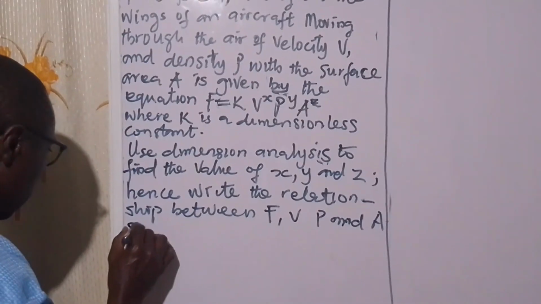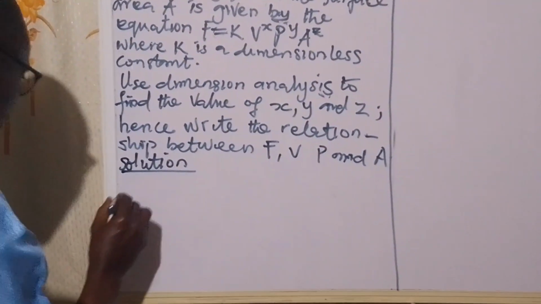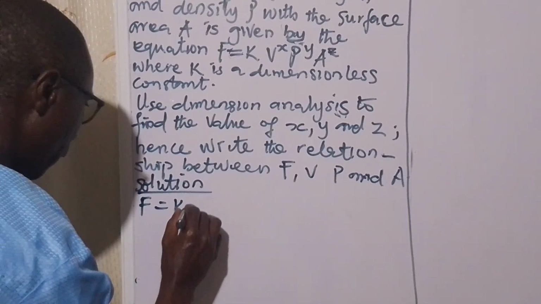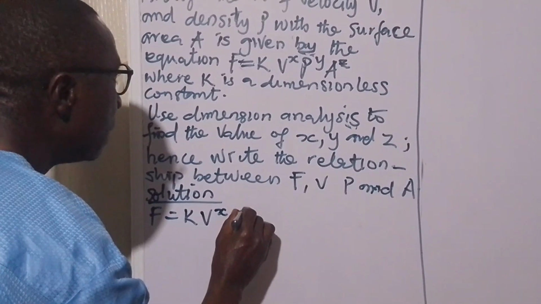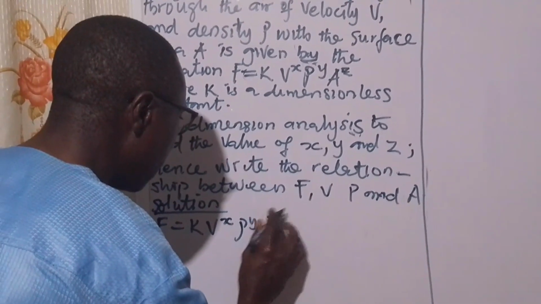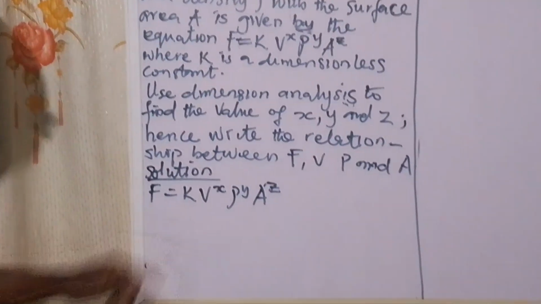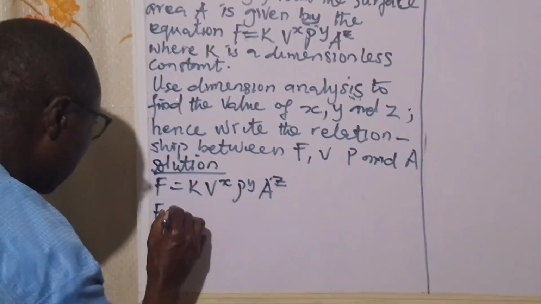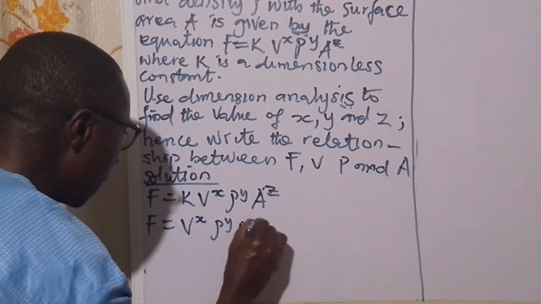Solution. According to the question, F is equal to K into V raised to power x, P as density raised to power y, and A as area raised to power z. Now, K is a dimensionless quantity, so we can say F is equal to V raised to power x, density raised to power y, area raised to power z.